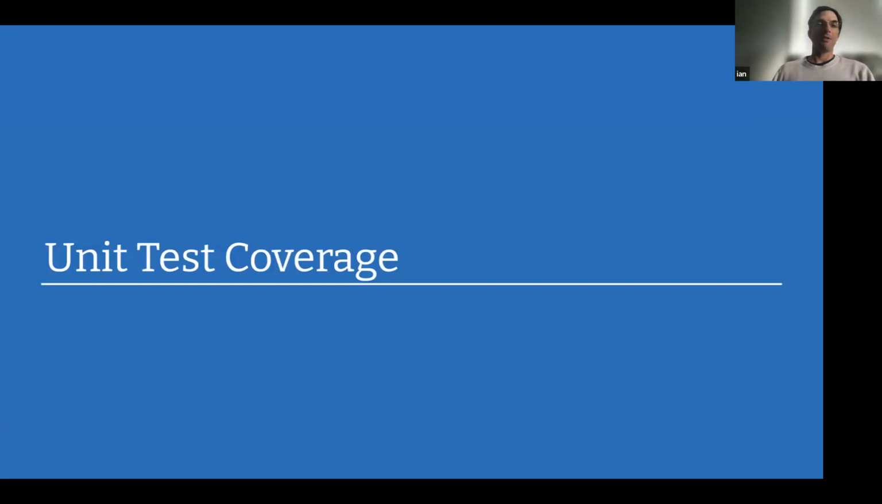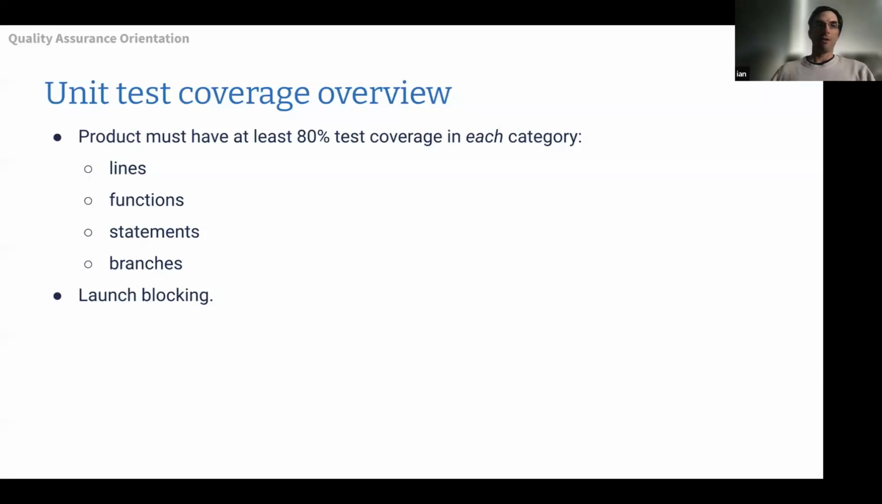Now, a related standard, unit test coverage. Unit test coverage: the product must have at least 80% test coverage in each category: lines, functions, statements, and branches. And this is launch blocking. I should add a slight caveat, this goes into effect October 12th, 2023, a few days from when this is being recorded. So it's possible that this is not yet launch blocking, but in overwhelming likelihood that it is as you watch this. So again, you have to have 80% test coverage in each of the categories, and it is launch blocking. So right now, the end-to-end tests and the unit tests are the only launch blocking standards, but I just want to remind everybody to keep on your toes for changes to the QA standards.